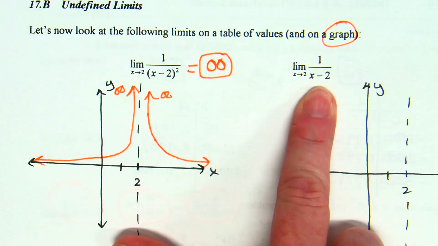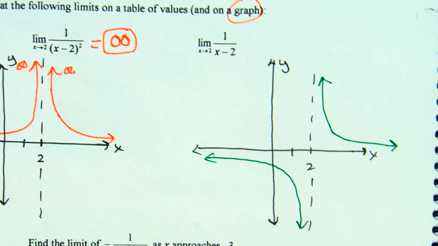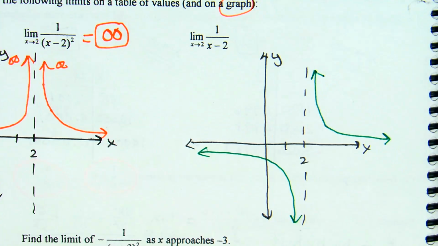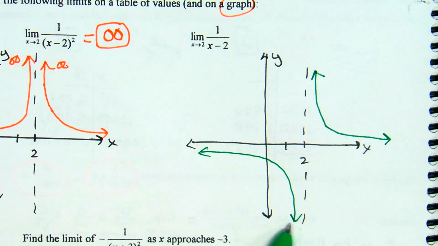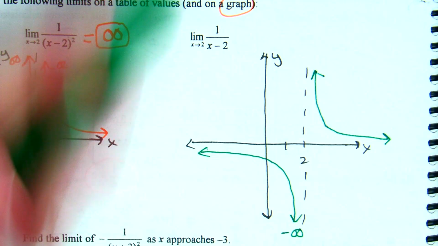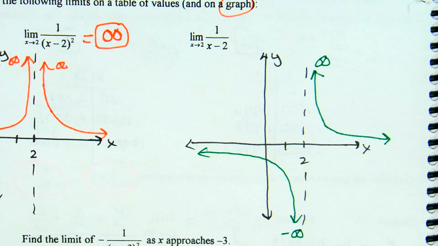Now, the graph looks something like this. As x approaches 2 from the left, what y value is this graph approaching? It's getting smaller and smaller and smaller, going down, down, down, so negative infinity. Okay? From the right, as x approaches 2 from the right, what y value is my graph approaching? Positive infinity.